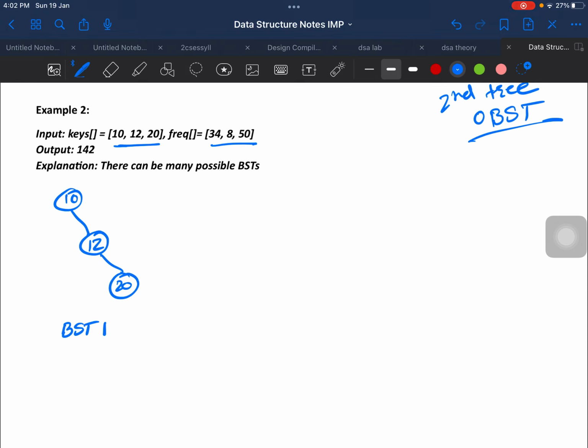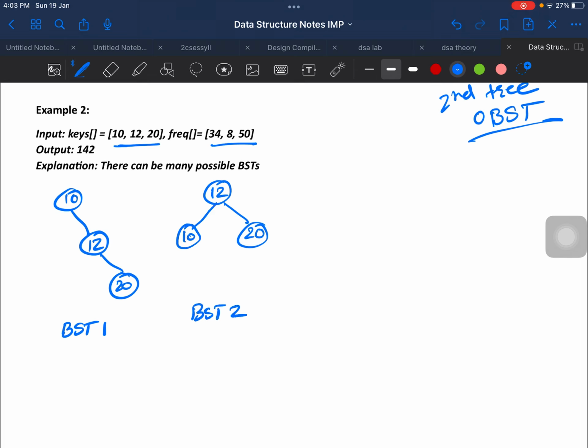Okay, now the second BST. Let us assume that in the second BST we get 12 first. So 12. After that 20. 20 is greater than 12, so 20 is on the right hand side. And then after that 10. 10 is less than 12, so 10 is present on the left hand side. So this is my BST2.